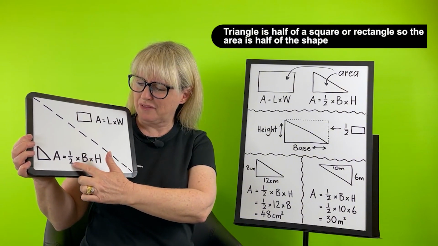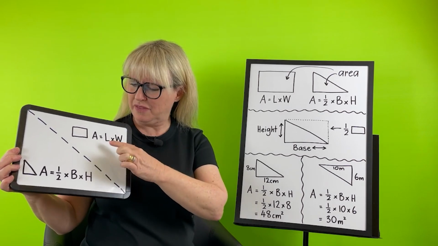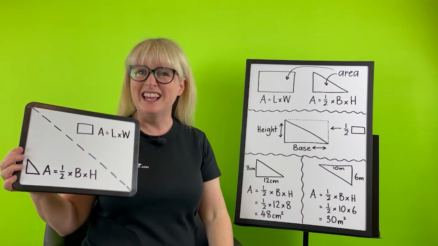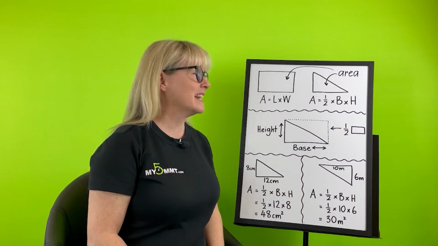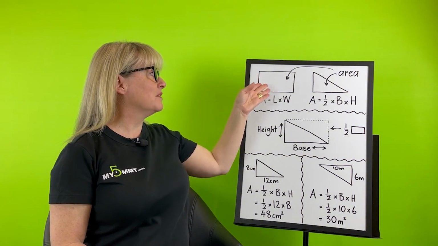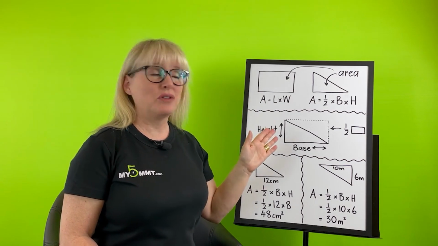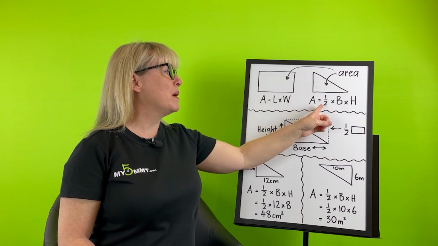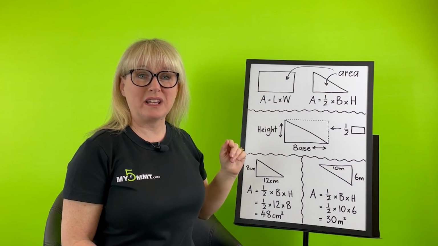So we have a half. But what do the B and the H stand for? Why don't we have the length and the width, L and W, anymore when we're dealing with triangles? Let's have a think about what we're doing with a triangle that's different to a rectangle or a square. Finding the area is the inside space of our rectangle and we multiply our long side by our wide side. In a triangle, we're still trying to find out how much space is inside that 2D shape, but we're multiplying by half because it is half of a rectangle or a square shape.